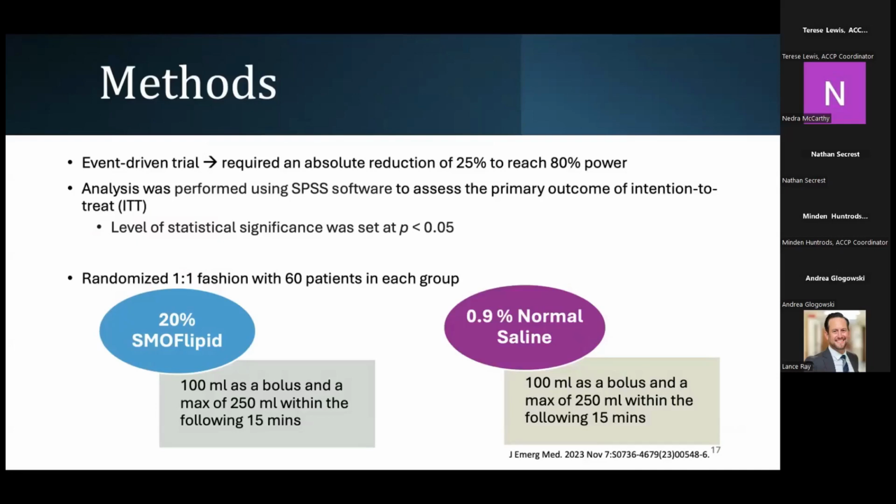Patients were randomized in a one-to-one fashion with 60 patients in each group. So in the intervention group, patients received 20% intravenous lipid, given as a 100 ml bolus with a max of 250 ml within the following 15 minutes. So if the patient got the bolus and they were still seizing or still didn't have improved consciousness, they would get an additional 250 ml within the 15 minutes. In the control group, the patients received 0.9% normal saline. And again, they tried to mimic the same dosage to ensure that the blinding was maintained.